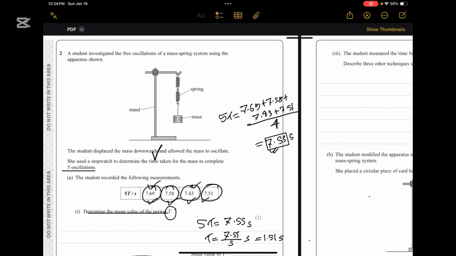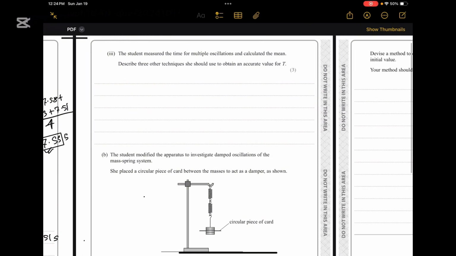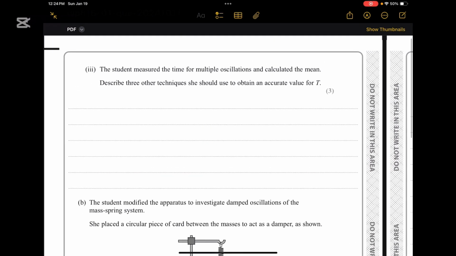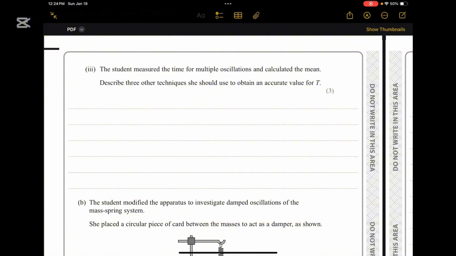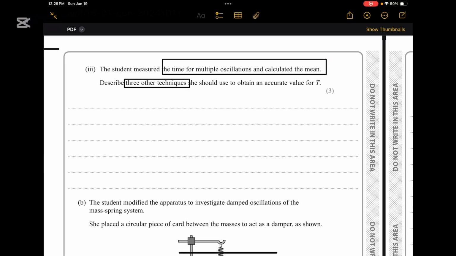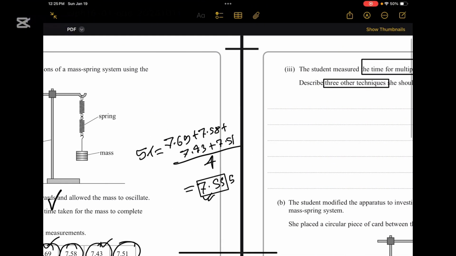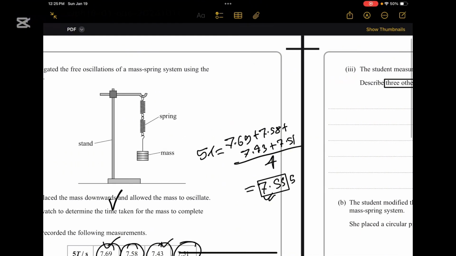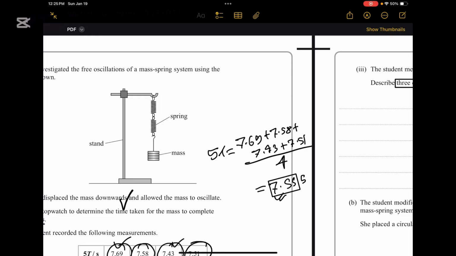Now moving on to the next part of the question. They have said the student measured the time for multiple oscillations and calculated the mean. This is one thing that he has done. Determine 3 other techniques. The 3 other techniques will be using a timing marker at the center of the oscillation. She has to use a timing marker at the center of the oscillation.